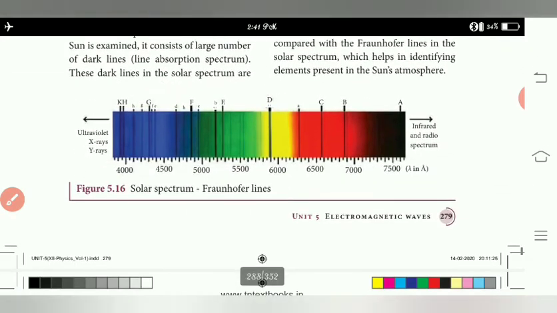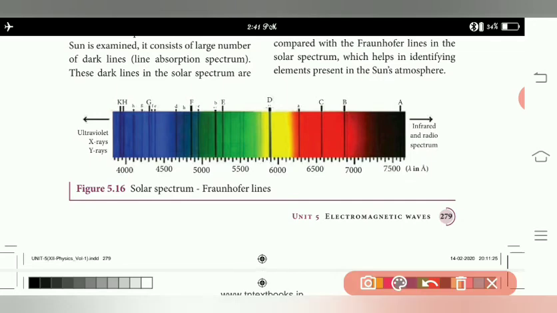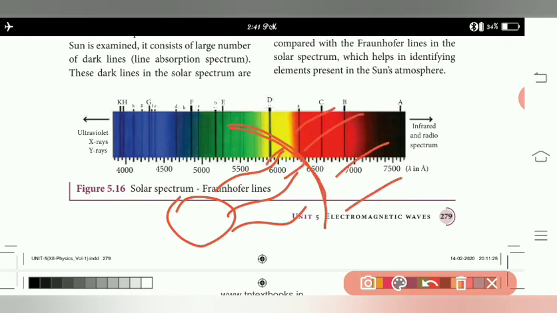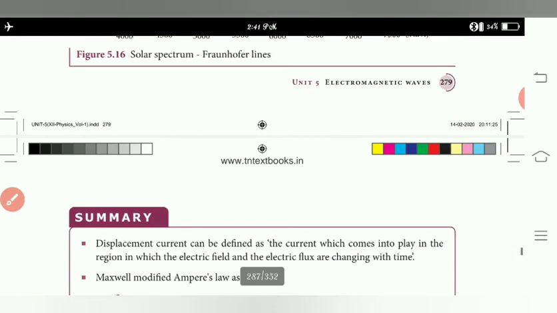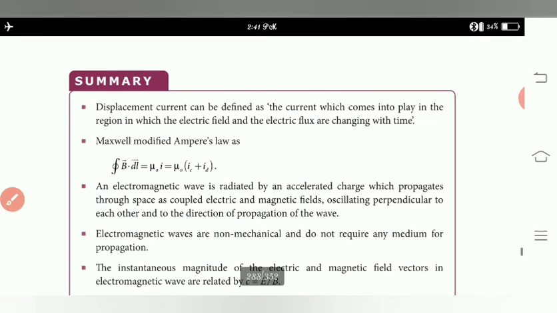Because the inner core produces the continuous spectrum. The outer layer is cooler compared with the inner core, so it absorbs those lines, and dark lines are observed. Dark lines are seen corresponding to those materials. That's why they are called Fraunhofer lines. This is two more questions.